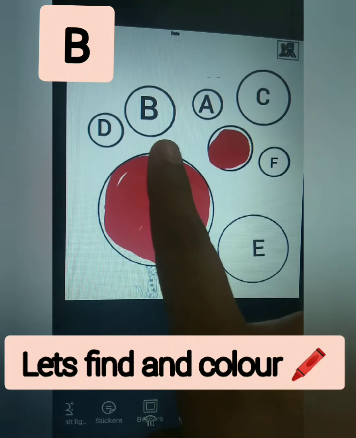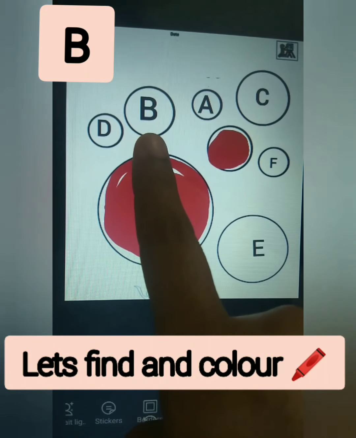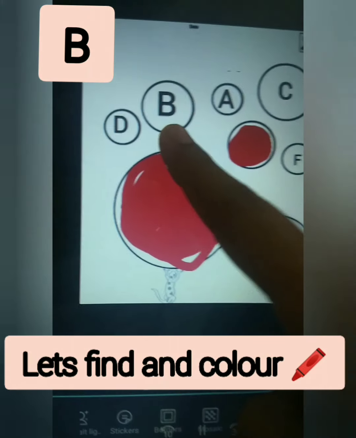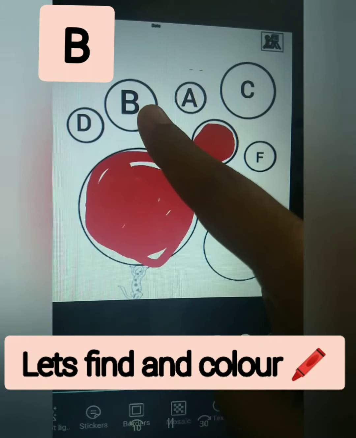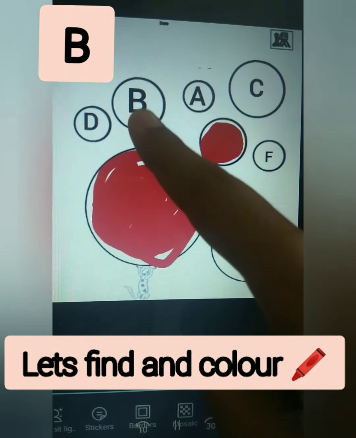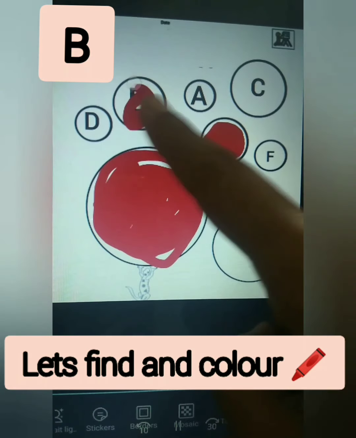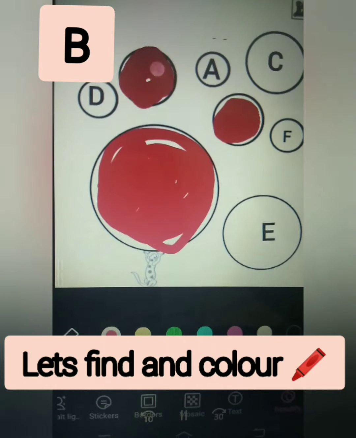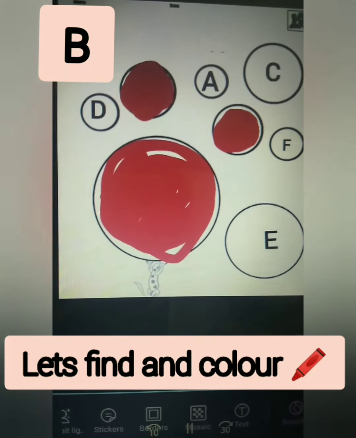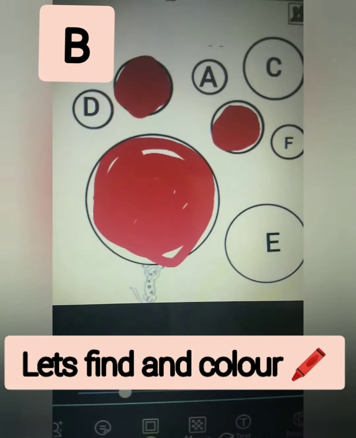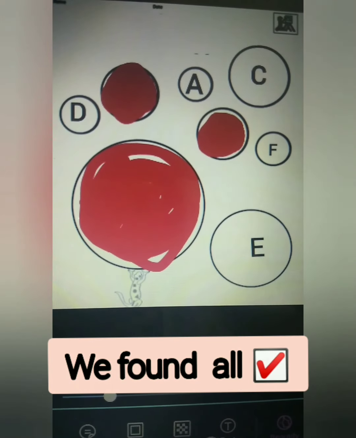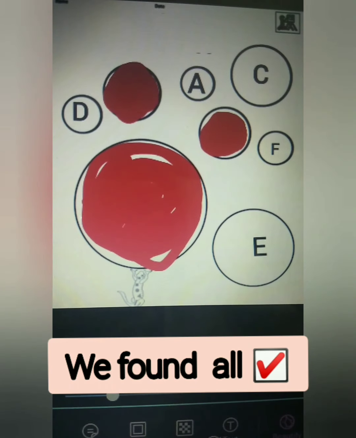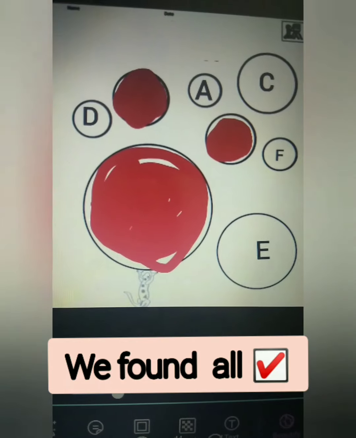Where is B? Yes, I can see. Here is letter B. So shall I color it? Okay, so let's color letter B. Okay, so children, we have colored all the B. So thank you for helping teacher.